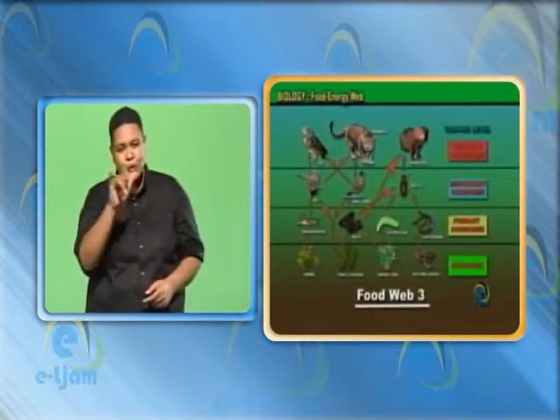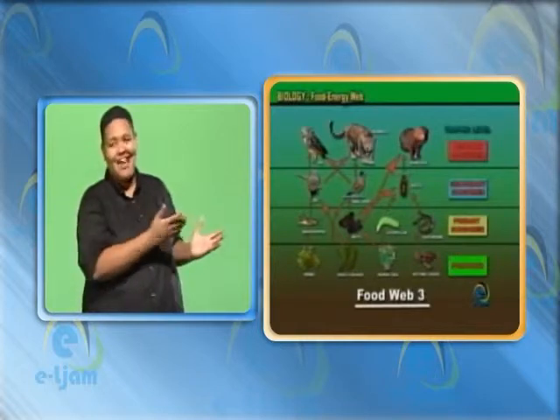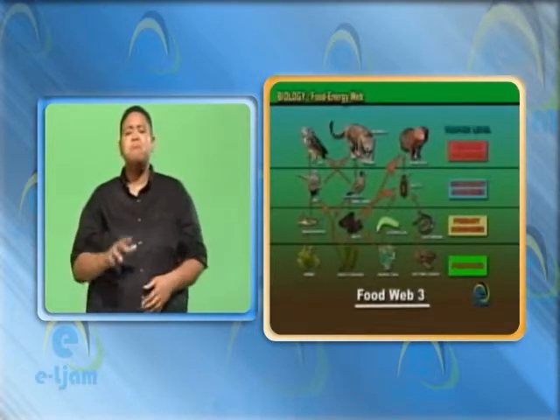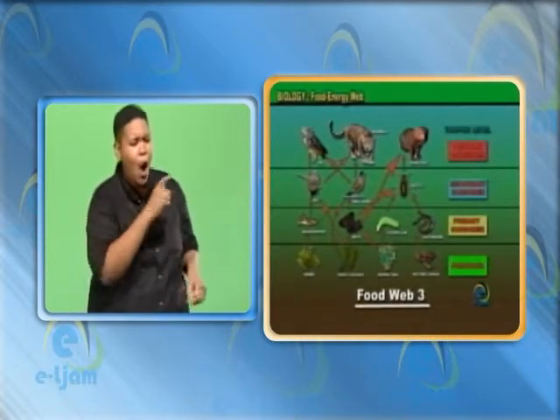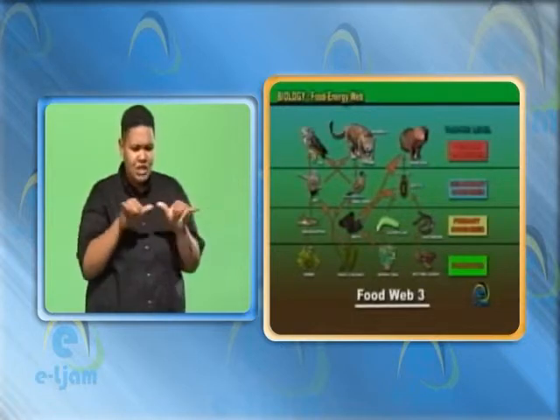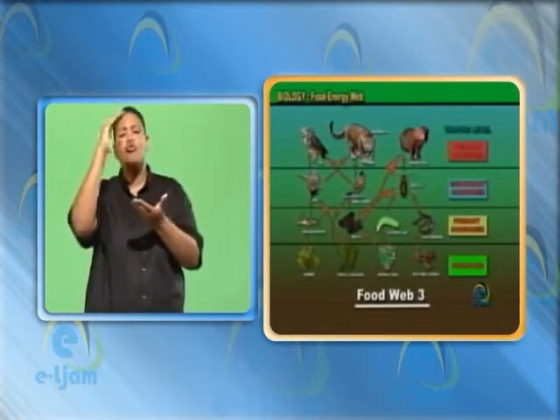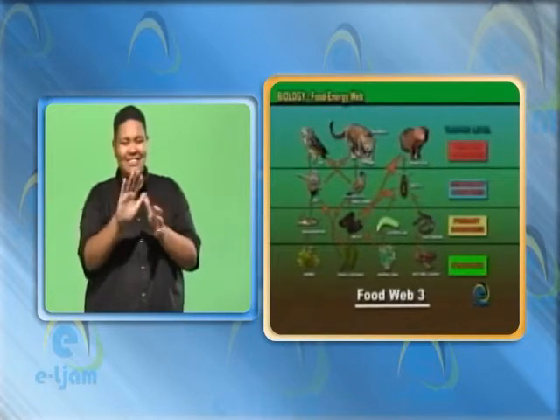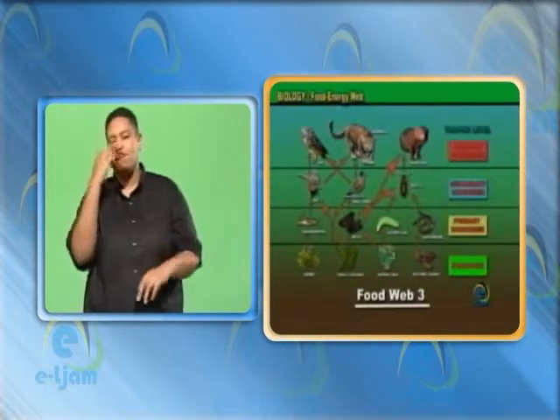Consider food web number 3 and answer this question. Mr. James swept up all the dried and rotten leaves in his yard. Examine the energy web and suggest how a reduction in the amount of rotting leaves may lead to a reduction in the number of rats.